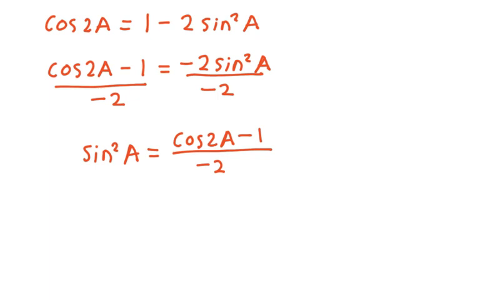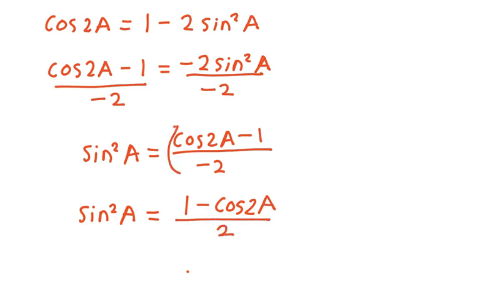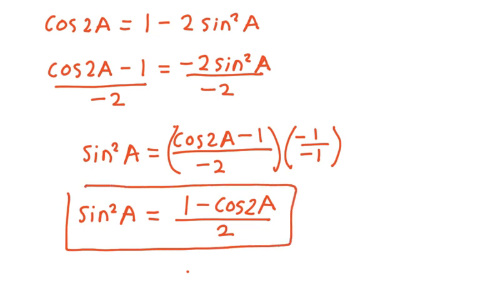But if you don't mind, I'm going to multiply numerator and denominator by negative 1. And I'm going to say sine squared a is 1 minus cosine 2a divided by 2. So you notice all I did is multiply numerator and denominator by negative 1. It's just like multiplying by 1. And so that just changes the sign of everything. This formula is very useful.